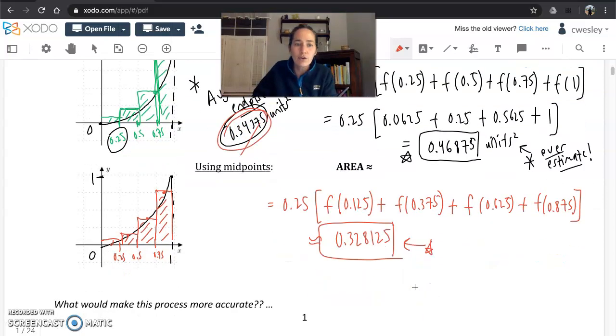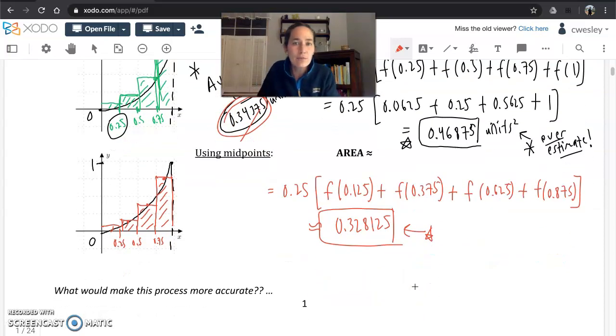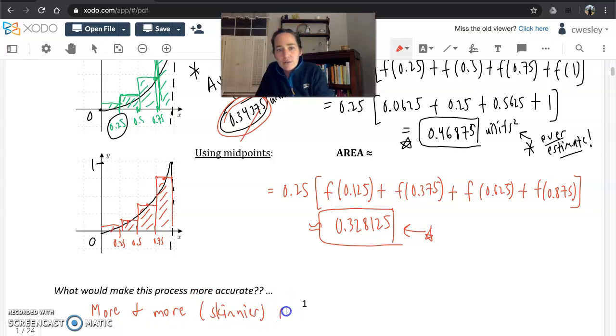And look at the bottom. Look at the question that's asked. How could we make this process more accurate? I don't know if you were going nuts looking at all these calculations so far being like, this takes a really long time. There must be a better way to do it. We can make the process more accurate using more and more, I'll put in parentheses, skinnier rectangles. So let's finish this up with a note at the top of the next page.